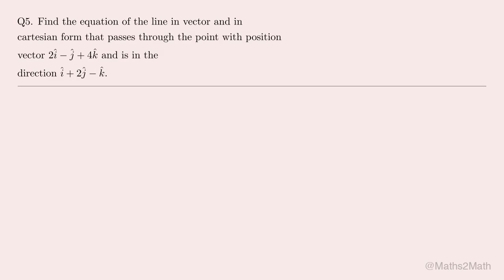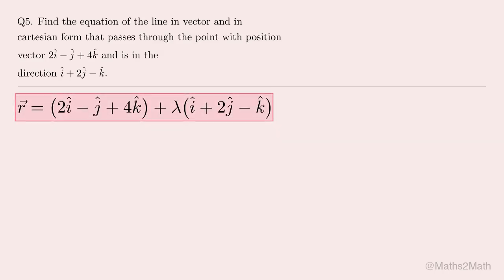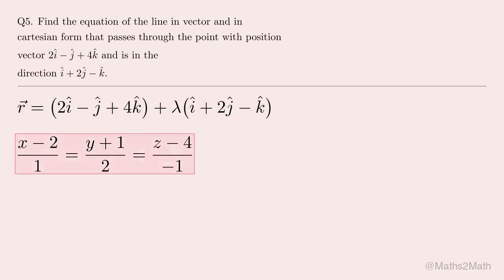Question 5. Both forms asked. Vector form first, then unpack coordinates. The vector form is the point plus lambda times the direction. In Cartesian form, x minus 2 over 1 equals y plus 1 over 2 equals z minus 4 over minus 1.